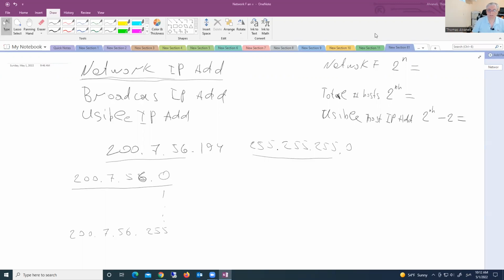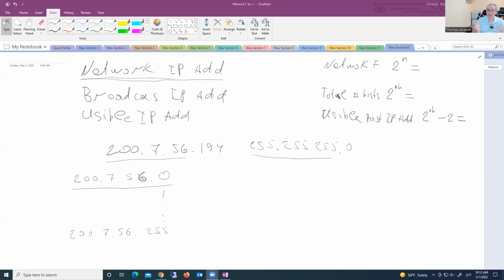Let's talk about subnetting. Subnetting is when we have smaller networks within one default network. Why do we need subnetting? First of all, as I told you last week, because we have a smaller broadcast domain.